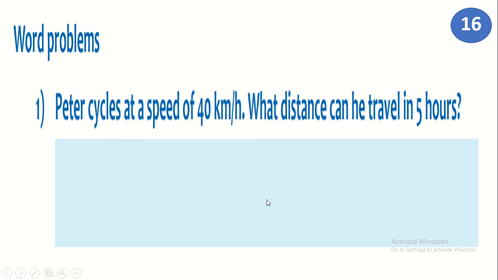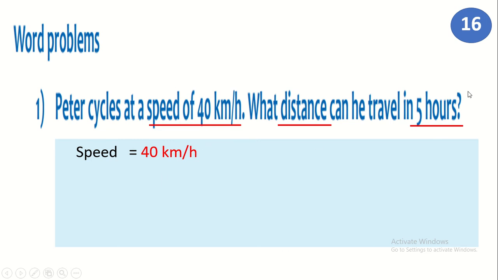We have here speed. And remember speed, and then what else? We're looking for distance. We don't have distance. And then 5 hours. Hours is the time. Now you can write here. Speed is equal to 40 kilometers per hour. Correct?